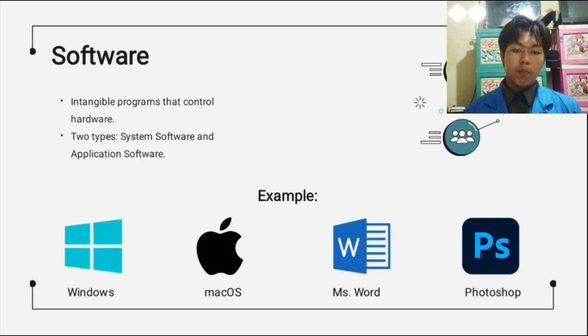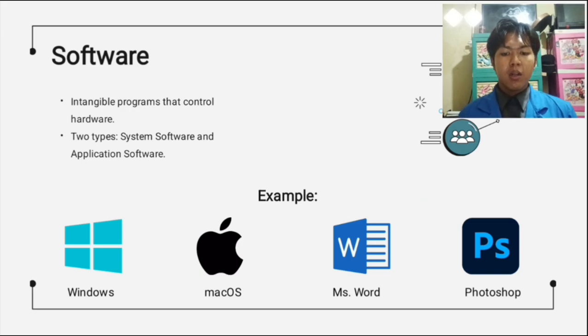Now let's move to the second part, software. Unlike hardware, software is intangible, meaning it cannot be touched or seen physically. Software is a collection of programs or instructions that tell the hardware what to do. It's what gives life to the machine, enabling us to perform different tasks. There are two main types of software.